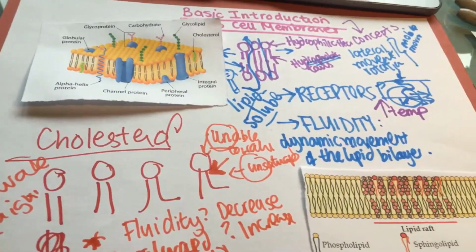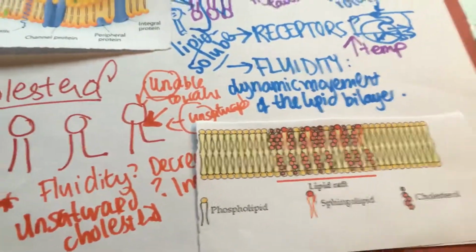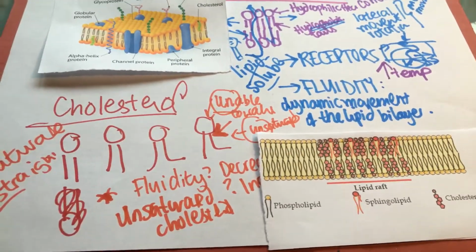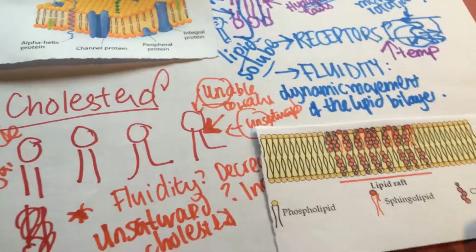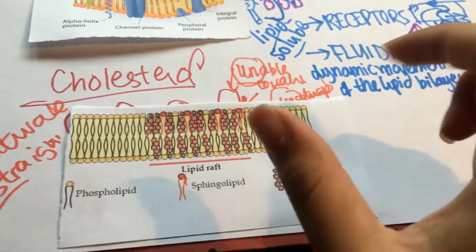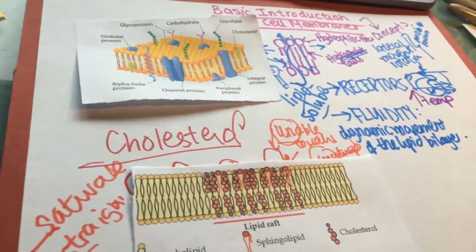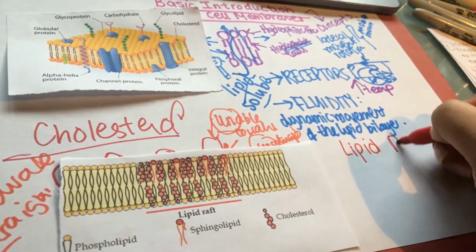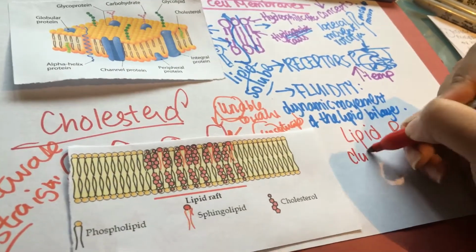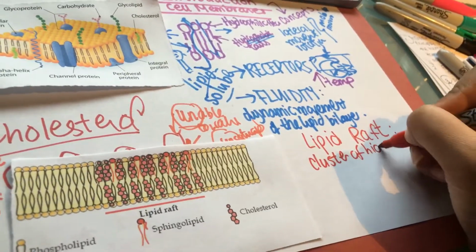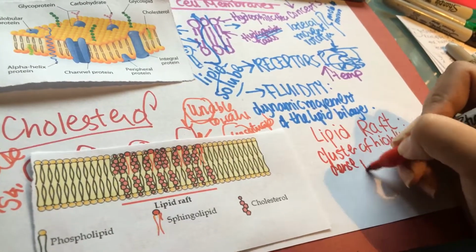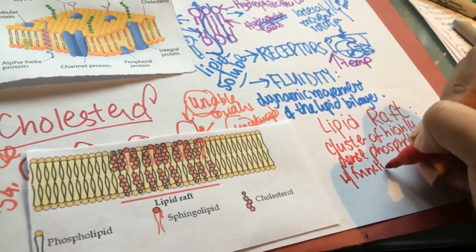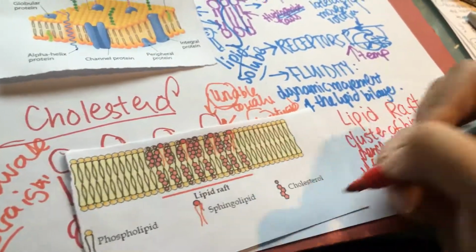Okay, last thing I want to talk about is lipid rafts. What's a lipid raft? A lipid raft is a dynamic, mobile cluster of phospholipids with other functional molecules such as sphingolipids and cholesterol. So lipid raft: a cluster of highly dense phospholipids with functional lipids, which are sphingolipids and cholesterol.